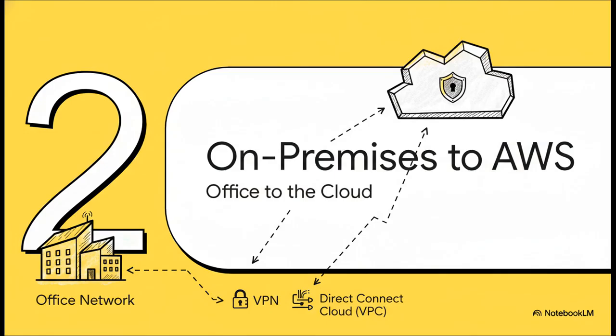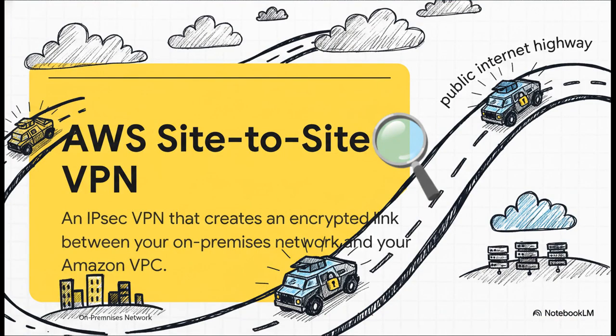First up, let's tackle the most common scenario out there: connecting your company's private office network to your AWS Virtual Private Cloud, your VPC. Remember, a VPC is just your own private, isolated slice of the AWS cloud. Getting this connection right is absolutely key for building a hybrid cloud, and AWS gives you two main ways to pull it off. So the first tool in our belt is the Site-to-Site VPN.